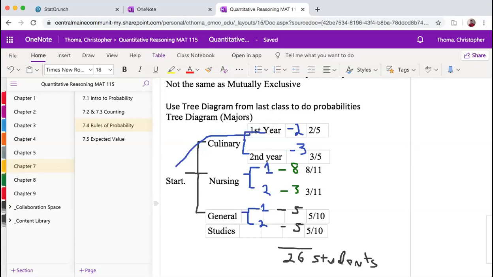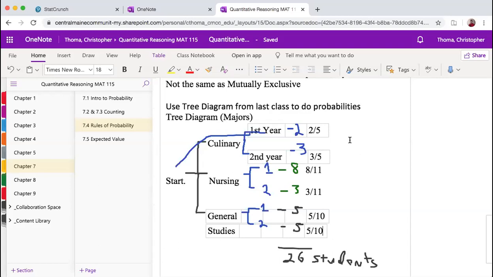I really like this tree diagram. It's super easy to understand. Some really like trees. Others don't. What gets people in trouble with the tree is they forget they have to come back here. To get to these general studies students in the first year, I have to go through general studies. That's why trees are almost always conditional probability, because I am conditioning on the first branch.